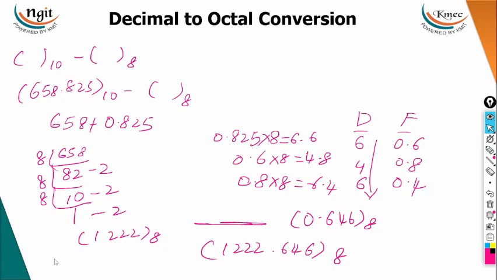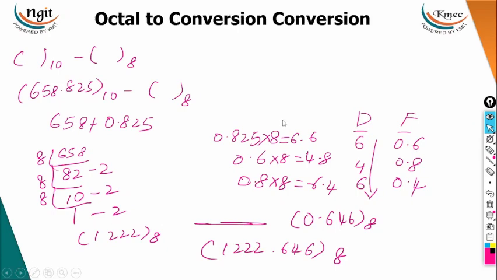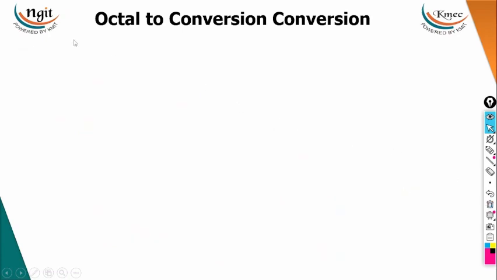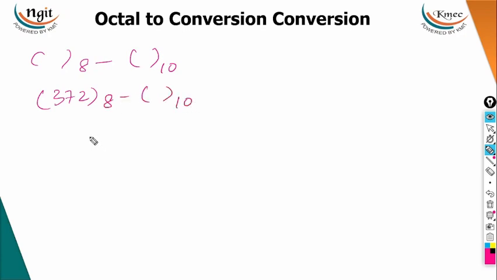Let's get on to the next thing, that is octal to decimal conversion. Let us see. That is, base 8 should be converted to base 10. For example, if I am having 372 to the base 8, I want it in decimal. So what can be done here? Just multiply with its positional weights, that is 2 into 8 power 0 plus 7 into 8 power 1 plus 3 into 8 power 2.